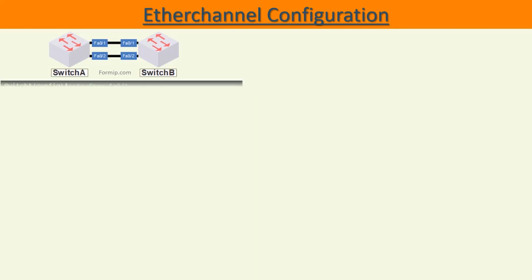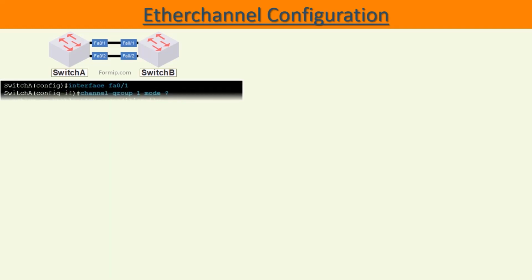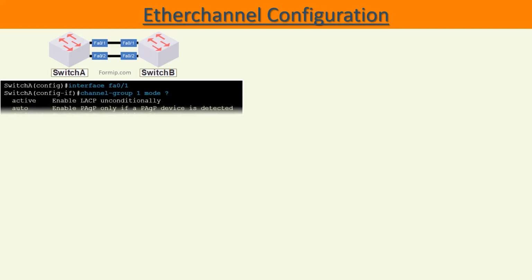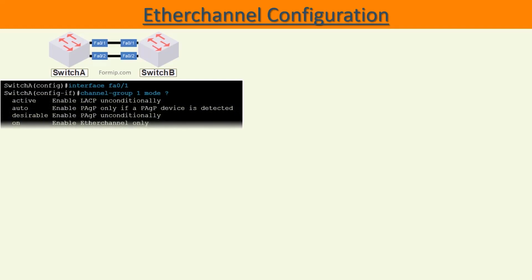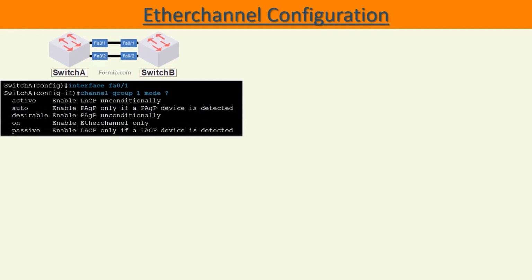To begin with, we will go into the interface configuration with the command interface FA0/1 to create a channel group. We will choose channel group number 1. If we do a channel group 1 mode, followed by a question mark, we can see the different possible modes of the PAgP and LACP protocols.